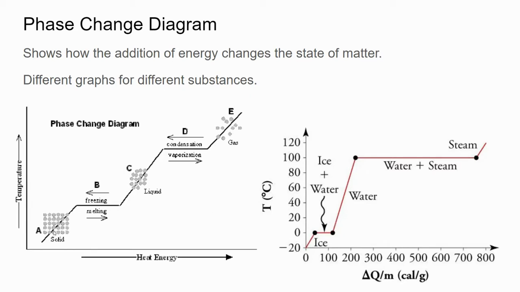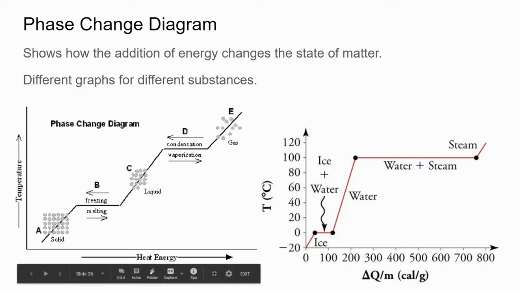So that's a phase change diagram: solid to freezing or melting, and then to liquid, then condensation, vaporization, then gas. It all depends on which way you're going. You can go backwards too. You can release the heat energy and go backwards.